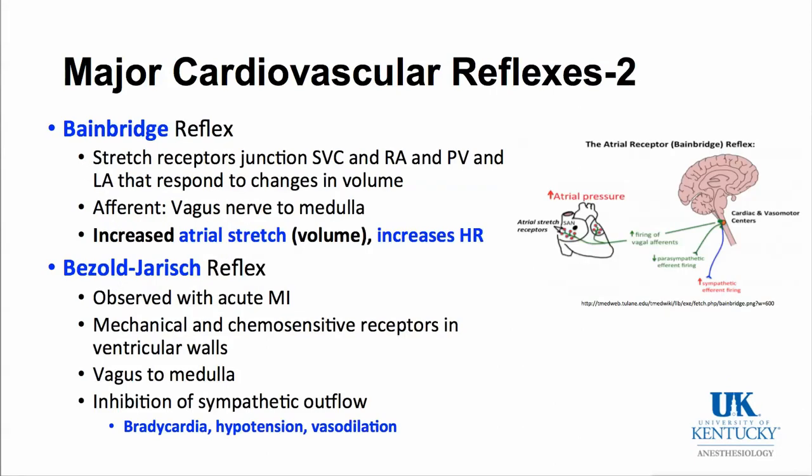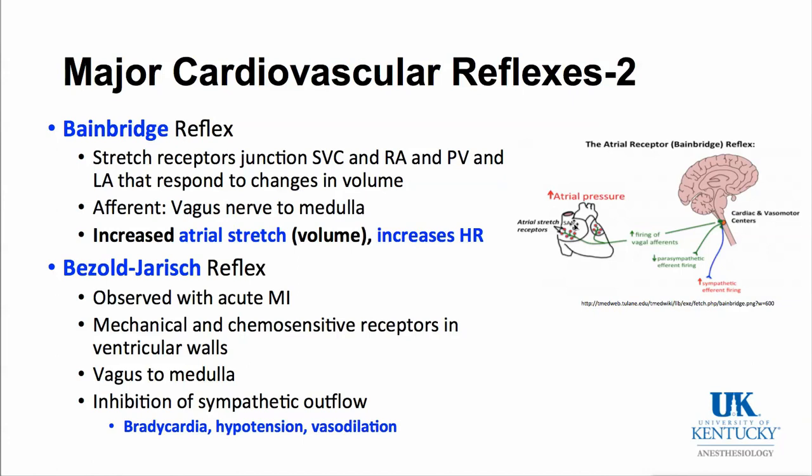There are two other major cardiovascular reflexes to be touched on in this podcast. The Bainbridge reflex. Stretch receptors are present at the junction of the SVC, right atrium, and pulmonary veins, and left atrium that respond to changes in volume. So basically the graphic on the far right shows that if atrial pressure goes up or stretch of the atrium, a large amount of volume, for example, is present in the atrium, the heart says, I've got to get rid of more volume, and the heart rate goes up.